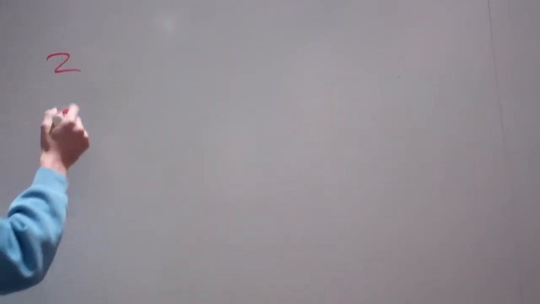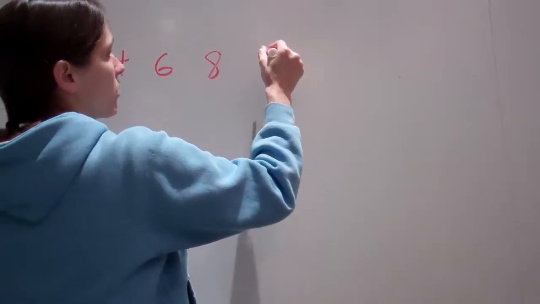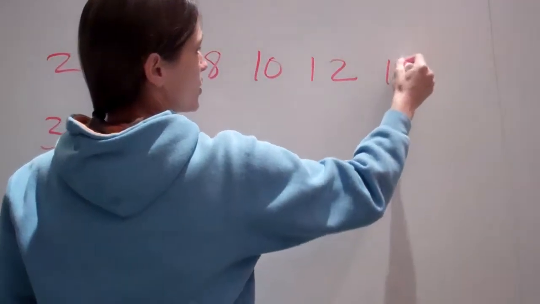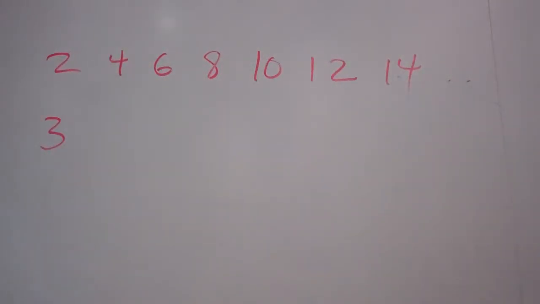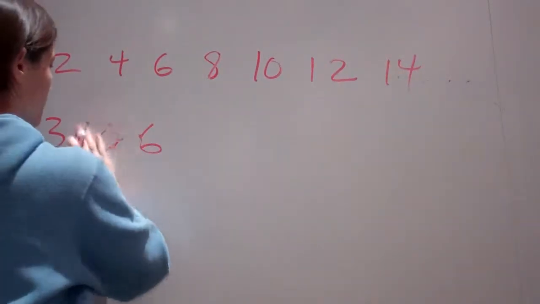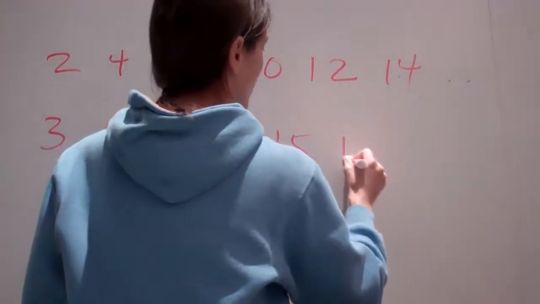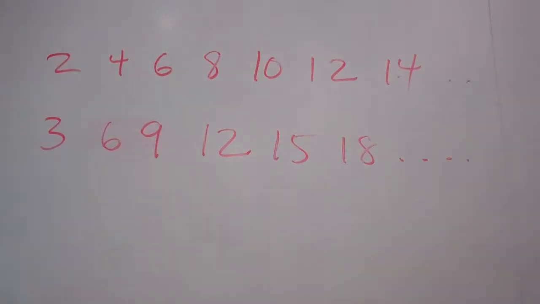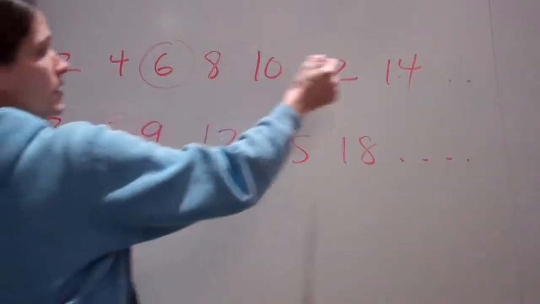So, the multiples of 2 would be 2 times 1, 2 times 2, 2 times 3, 2 times 4, 2 times 5, 2 times 6, and so forth. Dot, dot, dot. Okay, the multiples of 3 would be 3, 6, 9, 12, 15, 18, and so forth. Okay? Which of these numbers share the same number, of 2 and 3 multiples? Tell me, scream them out. 6 and 12.